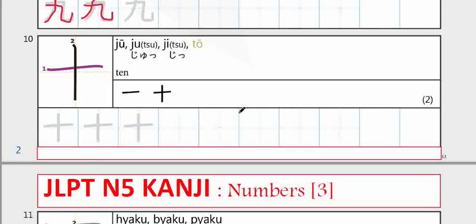Now, kanji for number 10 is super easy. After the kanji for 1, 2, 3, I think this one is the super easiest. Oh no, the number 8 is also very easy. So yeah, you can let me know which one was your favorite kanji so far.